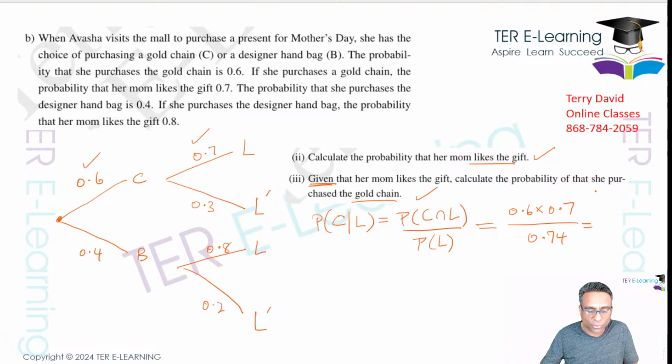And you're going to get 0.57. I don't know if you all have that. Yeah, I see some people have that. Some people got that as the answer. Well done.